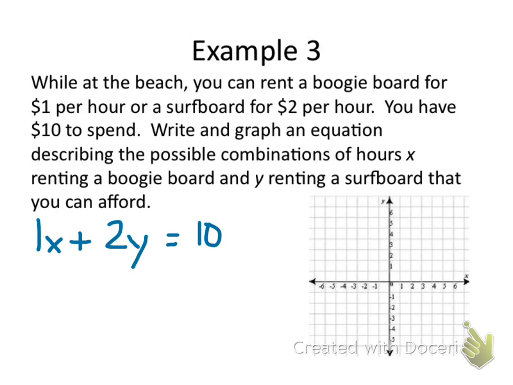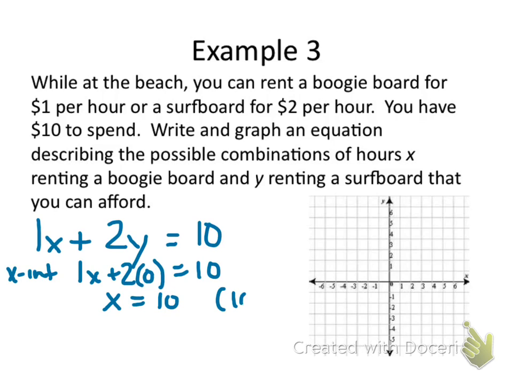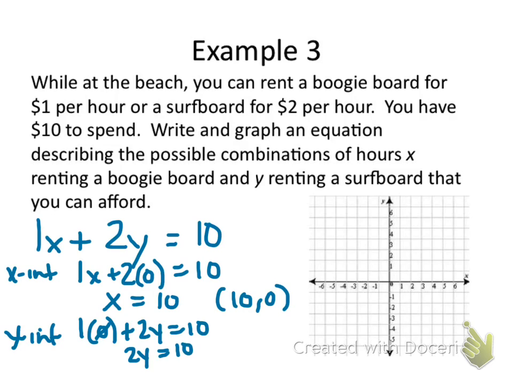Again, finding the intercepts, we could substitute in a 0 for y. So for the x-intercept, we have 1x plus 2 times 0 equals 10. So x equals 10. Our ordered pair is 10, 0. For our y-intercept, we would put x equal to 0. So 1 times 0 plus 2y equals 10. So 2y equals 10, or y equals 5. You're dividing both sides by 2. So we would have 0, 5.